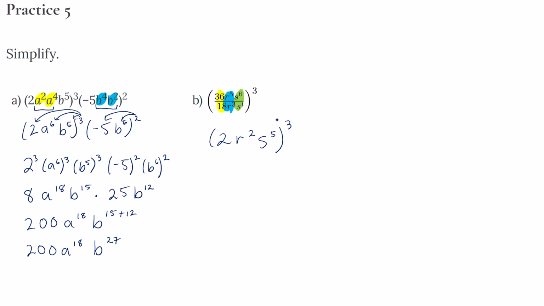So now that we've simplified, I'm going to apply that 3 to everything inside. 2 to the 3, r^2 to the 3, and s^5 to the power of 3. And simplifying, we would get 8, r to the power of 6, s to the power of 15.